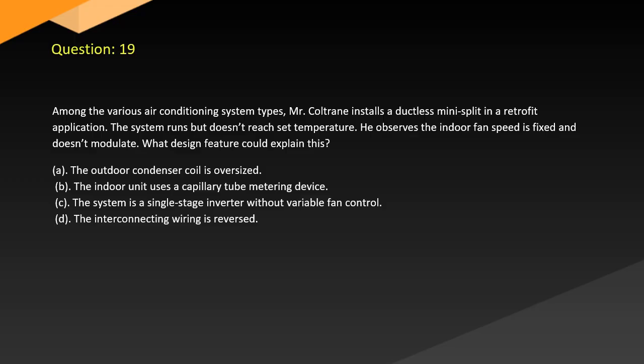A. The outdoor condenser coil is oversized. B. The indoor unit uses a capillary tube metering device. C. The system is a single-stage inverter without variable fan control. D. The interconnecting wiring is reversed.